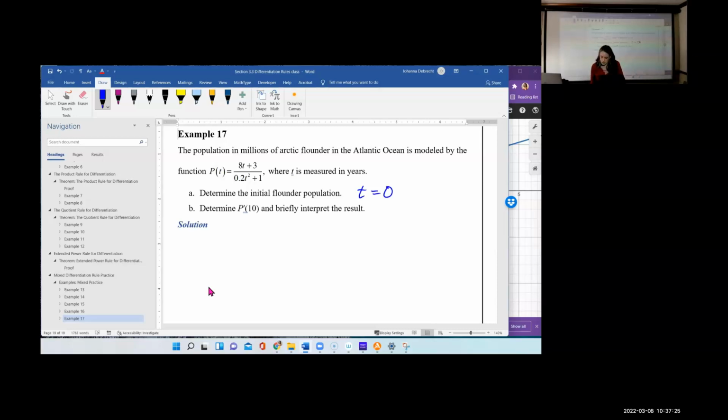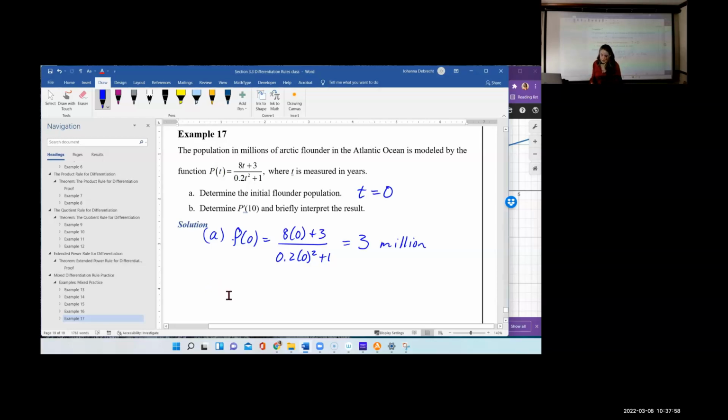So if t is equal to 0 for part A, what we want to do is find P of 0, which is going to give me (8 times 0 plus 3) over (0.2 times 0 squared plus 1), which is 3. So this is basically 3 million. So at the time of this study, when they started it, there were 3 million Arctic flounder in the Atlantic Ocean.